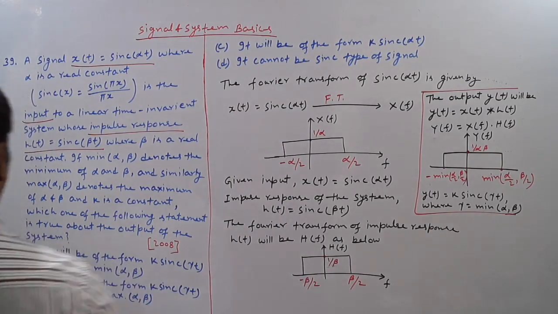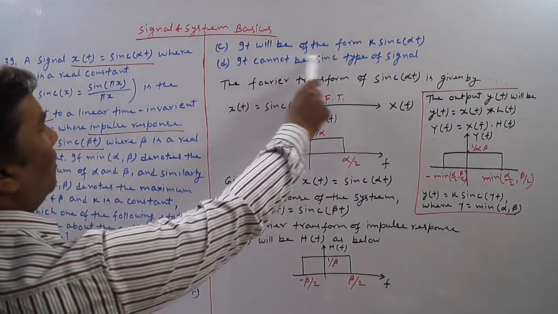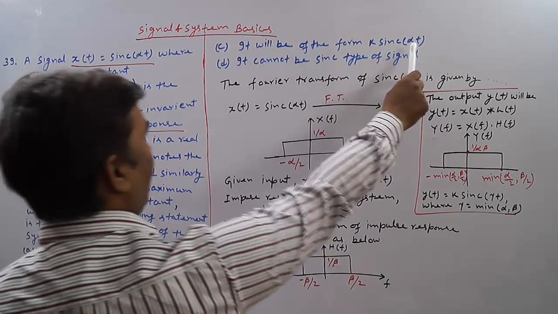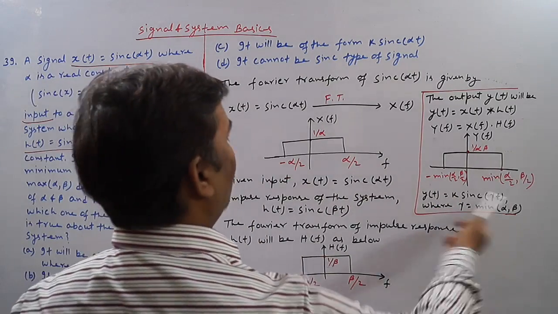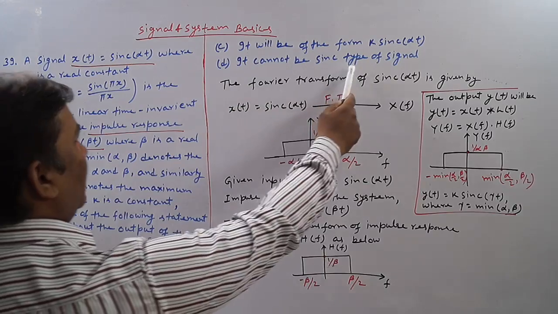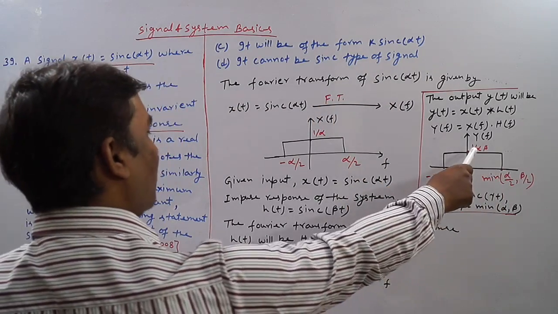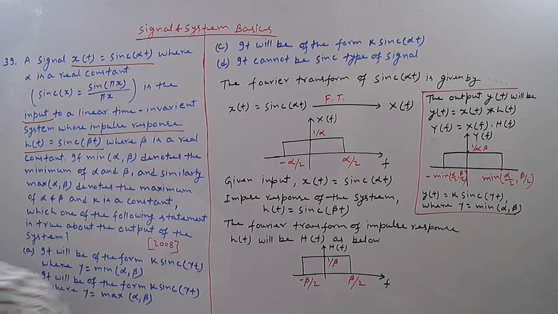So option A itself is correct, because let us see the other options. It will be of the form k sinc(gamma t) where gamma is the maximum. This is not correct because it is the minimum of alpha and beta. It will be of the form k sinc(alpha t). We cannot say that; we have to check which one of alpha and beta is minimum. It cannot be a non-sinc function. It will be a sinc type function because it is a rectangular pulse of magnitude 1 by alpha beta. So option A is correct.